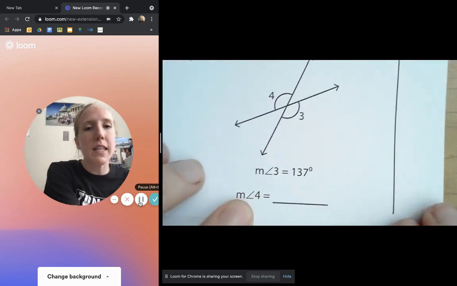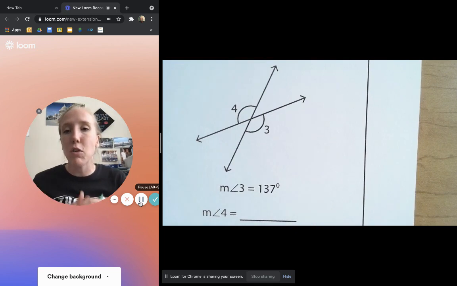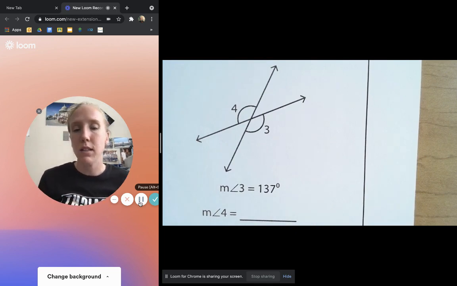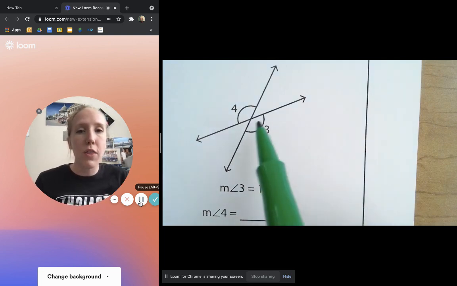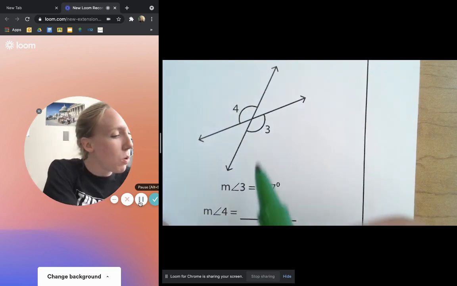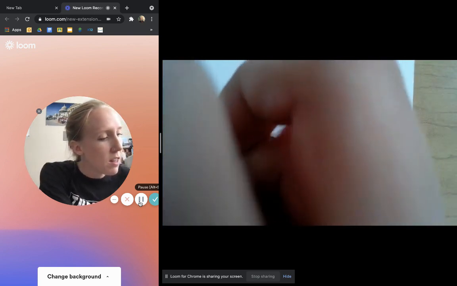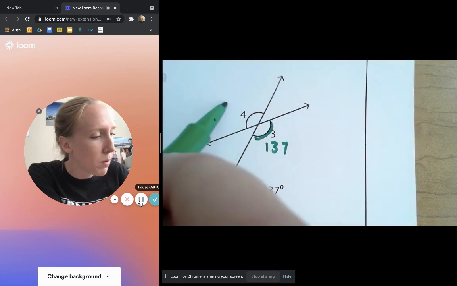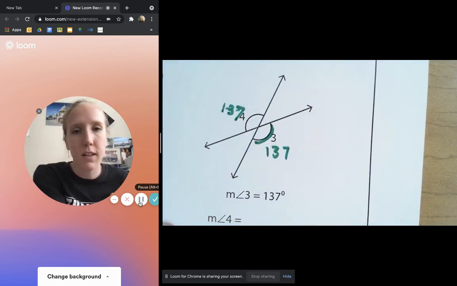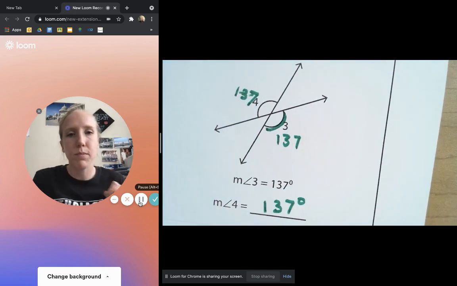Let's look at this one. So again, if the measure of angle 3 is 137, what's the measure of angle 4? Take a second to think about what that would be. Well, they're vertical. They're exactly the same. They're opposite of each other. So if the measure of angle 3 is 137, then the measure of angle 4 has to be 137. Okay, so the measure of angle 4 is also 137 degrees.